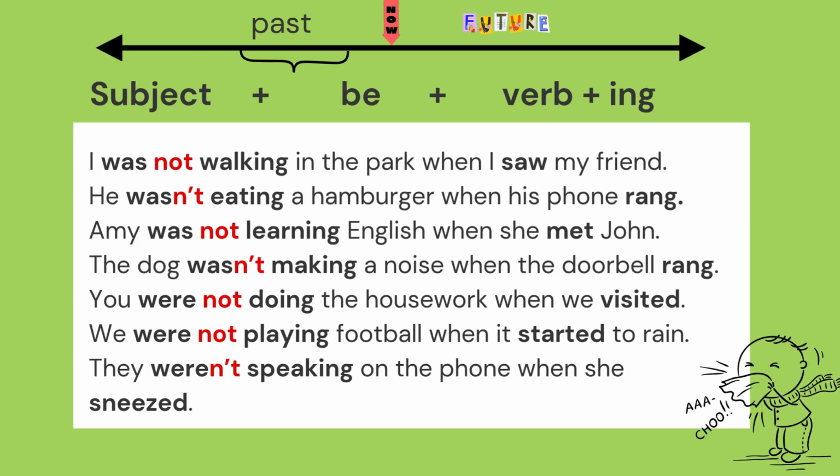Nice. Now this is where it's going to get a little bit tricky because we have a long action and a short action. Remember from the last lesson. So I was walking in the park when I saw my friend. Negative. I was not walking in the park when I saw my friend. Read it with me. I was not walking in the park when I saw my friend.